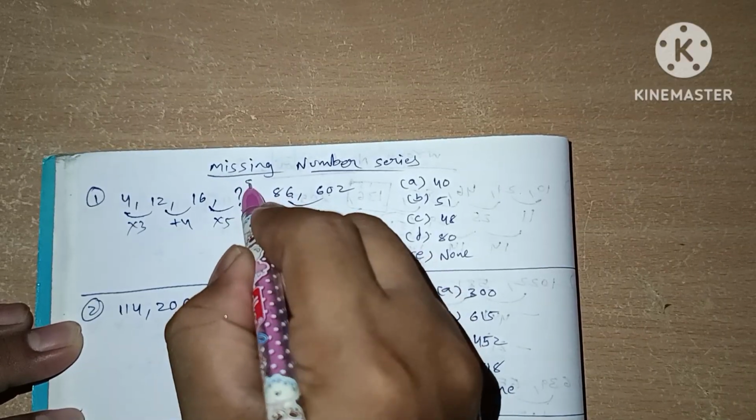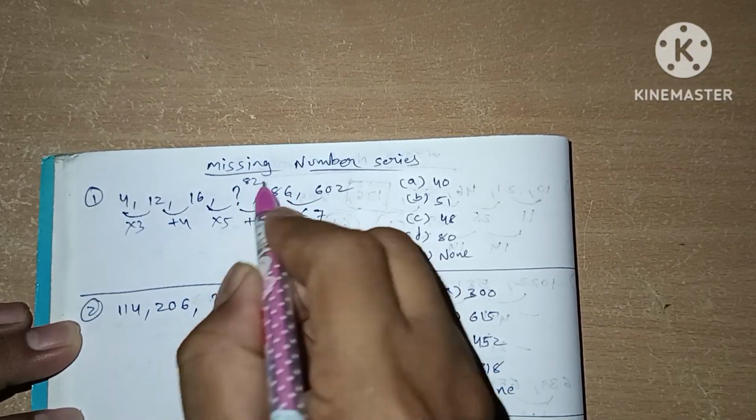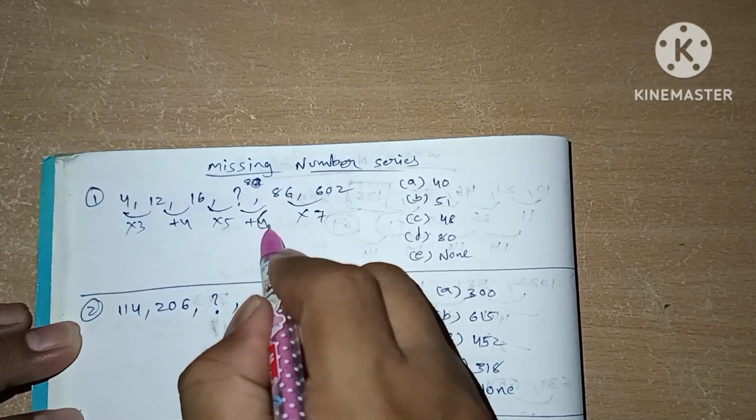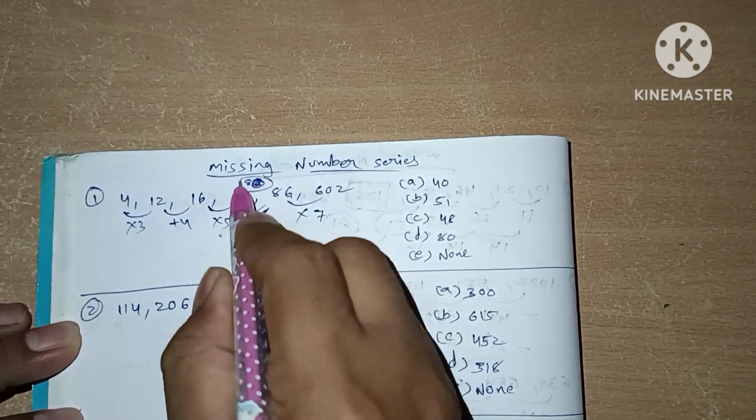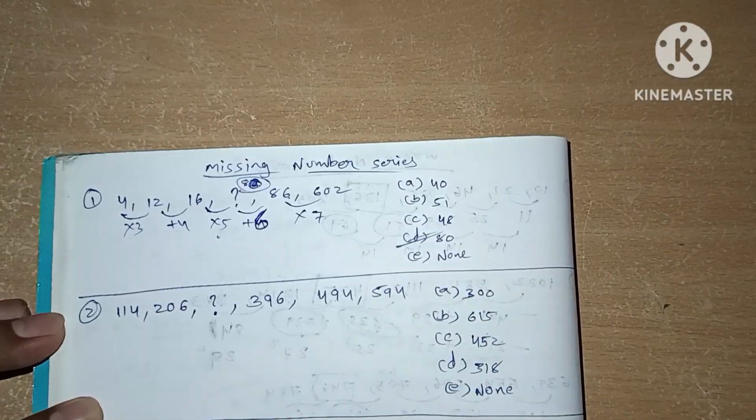So 82, 80. This must be plus 6. Okay, 80. 16 5 times is 80. So answer is 80. Option D is our answer.